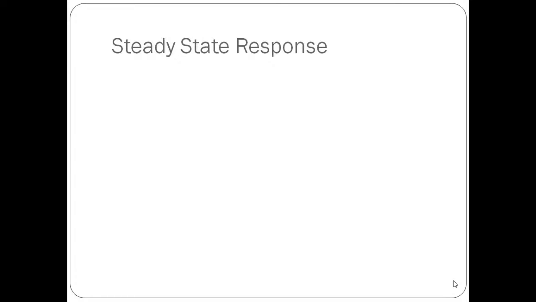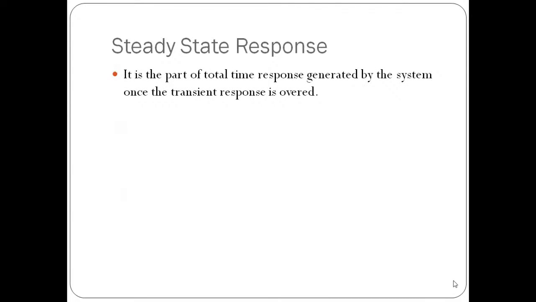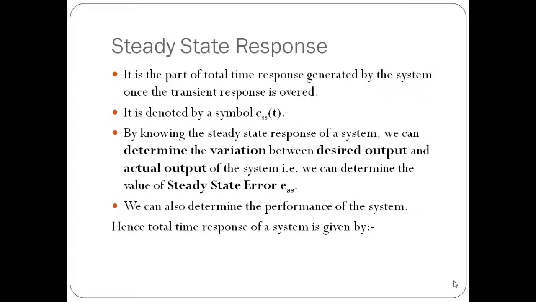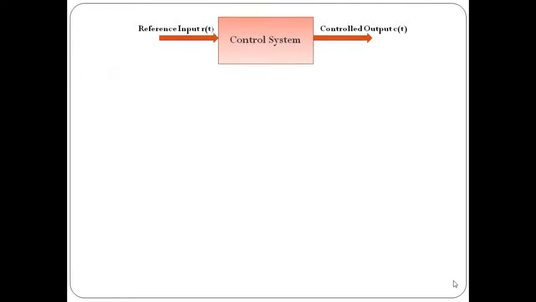And then we discussed what exactly steady state response is. It is the part of the total response that remains once the transient portion is completed. It is denoted by the symbol Css of t, and through this we can determine the concept of steady state error. Basically, it is the difference between desired output and actual output. We can also determine the system performance. This is very important. And if we club both transient response and steady state response, we can write them like C of t equals Ct of t plus Css of t.